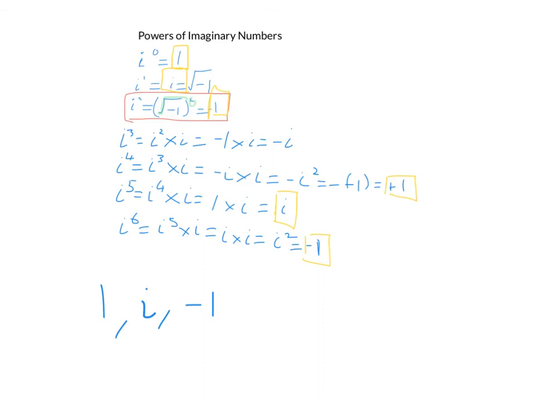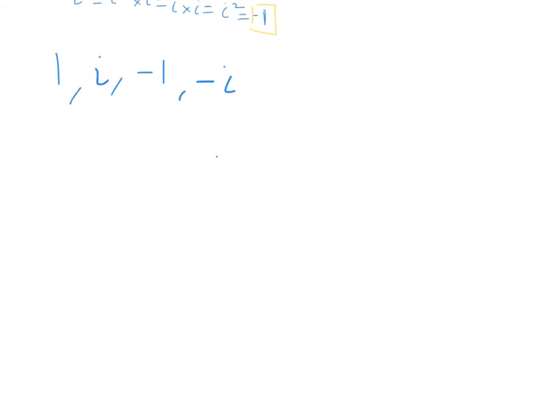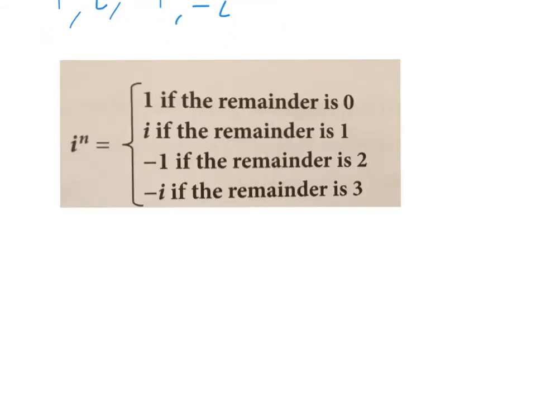From minus 1 then it goes to minus i, and then the cycle starts again. So a good rule that you see in your textbook is to divide the power by 4, and then the remainder will tell you what the final answer will be.